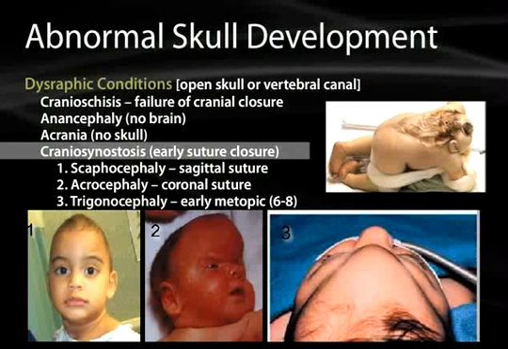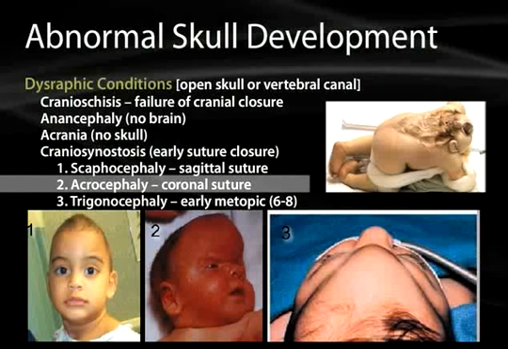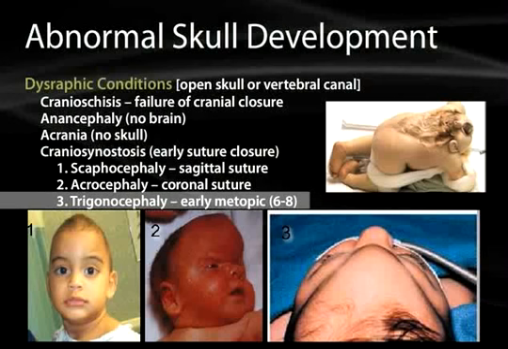Craniosynostoses are early sutural closure problems, and there's a whole subset of those, a couple of which you should be familiar with. First of all, there's scaphocephaly, which is an early closure of the sagittal suture. Notice how in this child it gives an elevated forehead look and an oblong skull. Acrocephaly is the closure of the coronal suture, which kind of gives a keel-based progression or protrusion of the frontal bone. And then trigonocephaly, which will oftentimes be an early metopic suture closure.